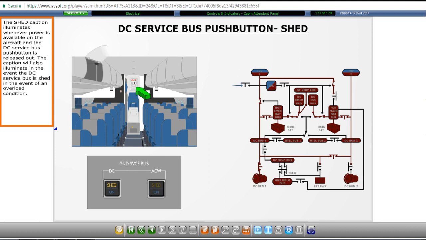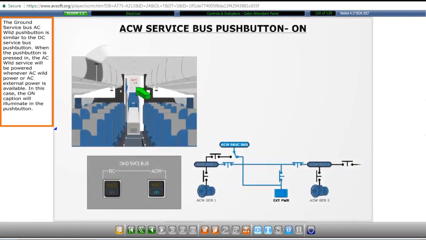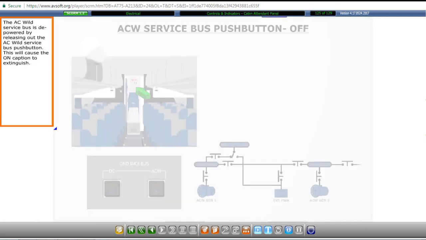The shed caption illuminates whenever power is available on the aircraft and the DC service bus push button is released out. The caption will also illuminate in the event the DC service bus is shed in the event of an overload condition. The ground service bus AC wild push button is similar to the DC service bus push button. When the push button is pressed in, the AC wild service will be powered whenever AC wild power or AC external power is available. In this case, the on caption will illuminate in the push button.